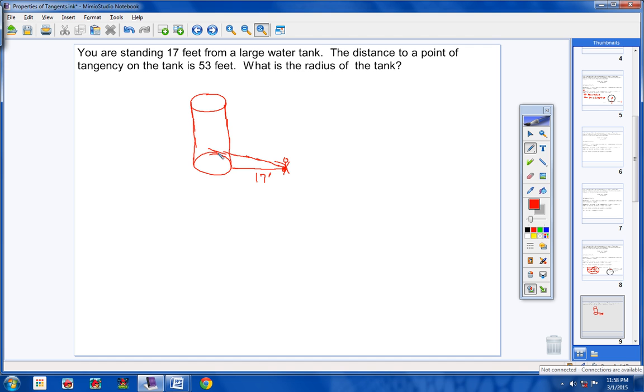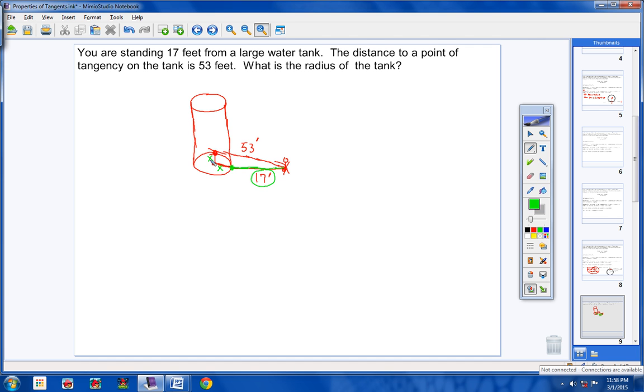So this line from here to the point of tangency is 53 feet. Okay? Now, let's go ahead and draw a radius here. And then a radius here. Alright? Now, let's get this labeled correctly, okay? From here to here is 17 feet. From here to here, I have no idea. I'm going to call that X. We'll call my radius X. Also, students, this would be X too because it's a radius, okay?